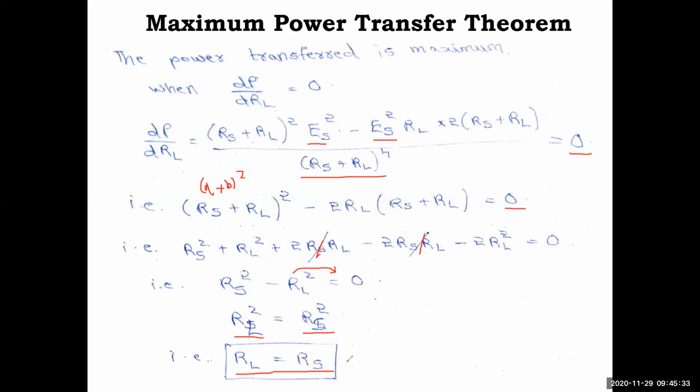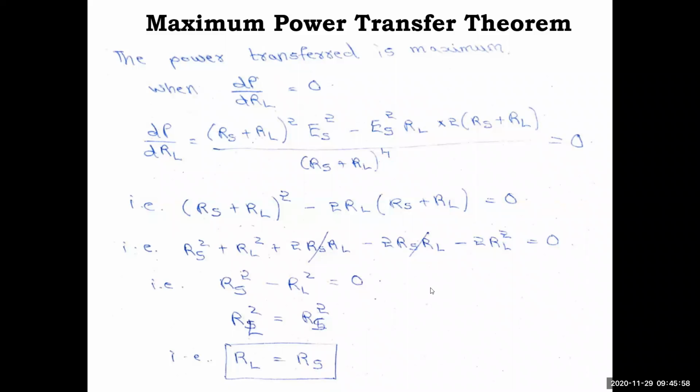So this is the proof of the first theorem. Simple. You write the current equation, the load current, then take the power equation IL square into RL, then differentiate that, equate to 0, and solve that, so you'll get RL equal to Rs. This is the same strategy we'll use for all the three cases. So this is proved here.